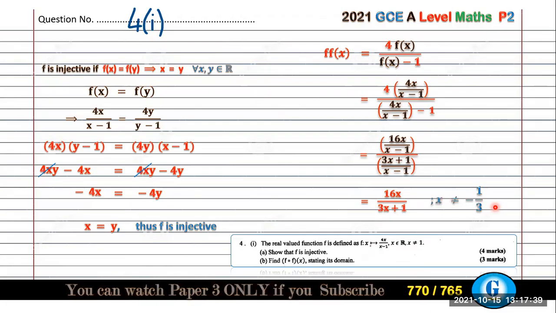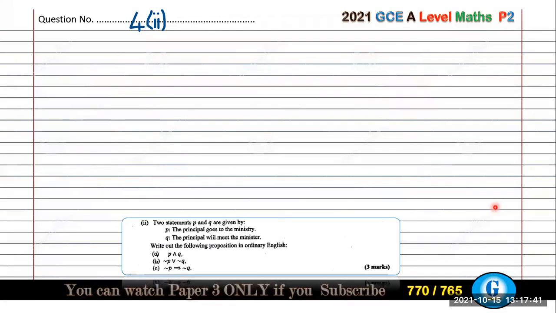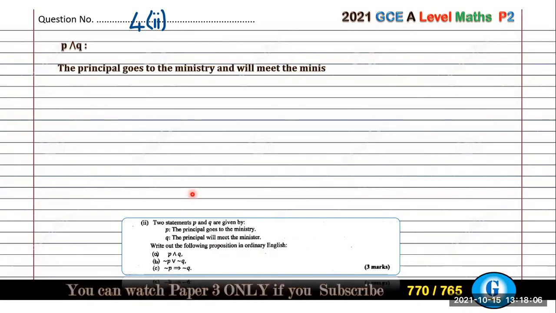The B part is on logic. So we have this logic. Two statements P and Q are given by P, the principal goes to the ministry, and Q, the principal will meet the minister. Write out the following propositions in ordinary English. This is P and Q, right? So the principal goes to the ministry and will meet the minister. That's the first one, right? That's the and statement. The principal will go to the ministry and meet the minister.